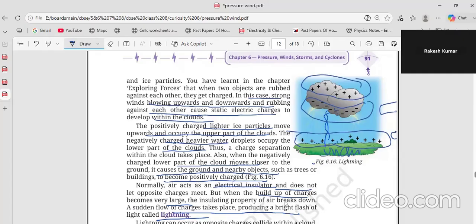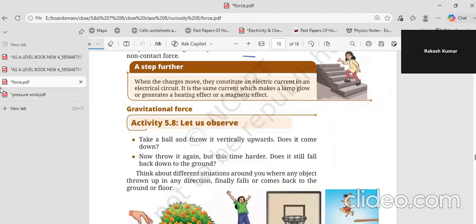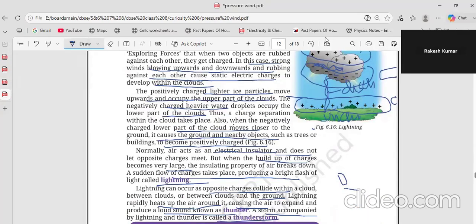So it's like current flowing. Discharging is happening. Lightning can occur when opposite charges collide. It can occur between the clouds, or it can occur between the clouds and the ground also. Lightning produces heat because any spark produces heat, light and a loud sound. Even if you see sparking in your appliance, in your phone charger or something, that is also discharging happening. The sound is called thunder. This is how the chapter on force and the chapter on pressure are connected. Please write this down.